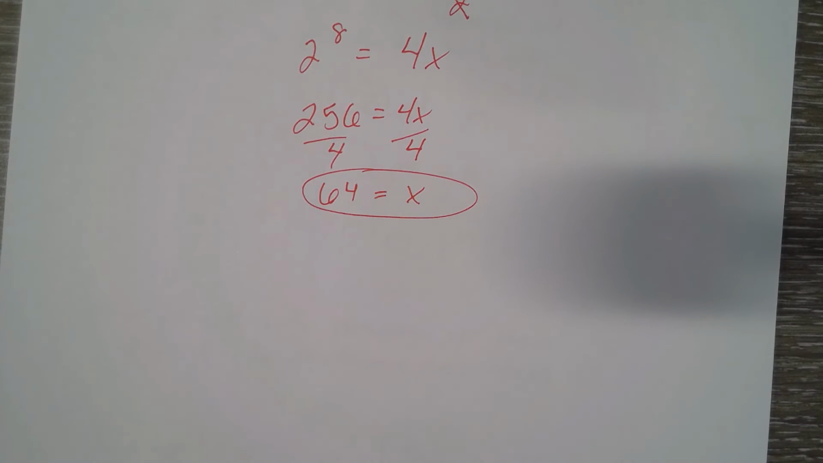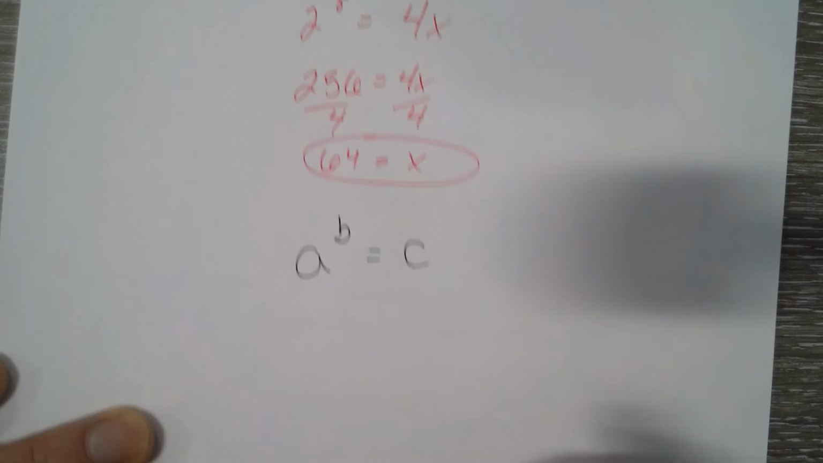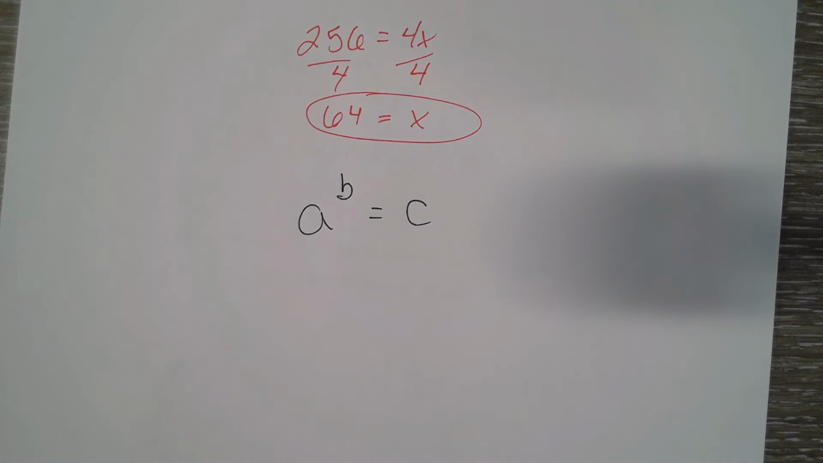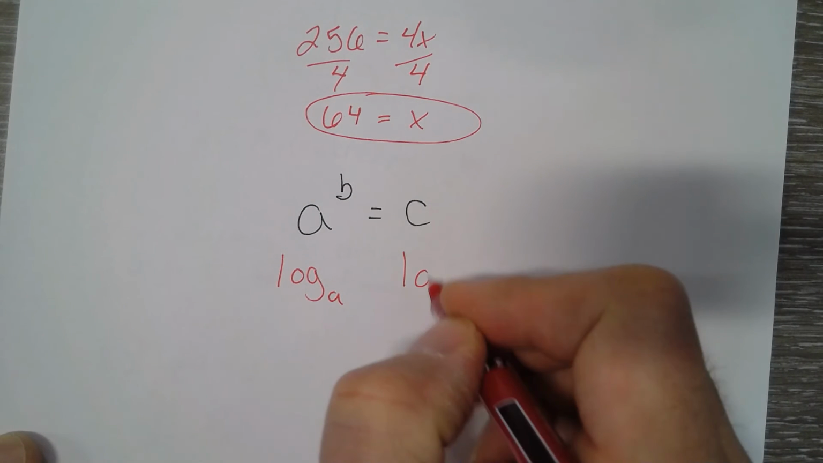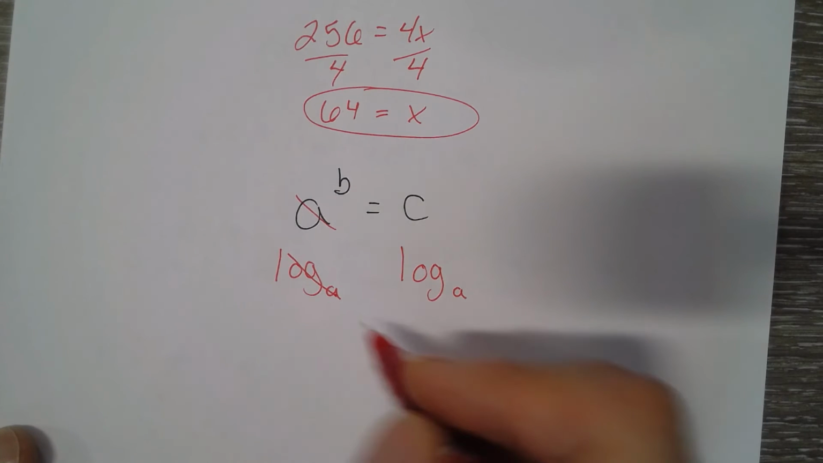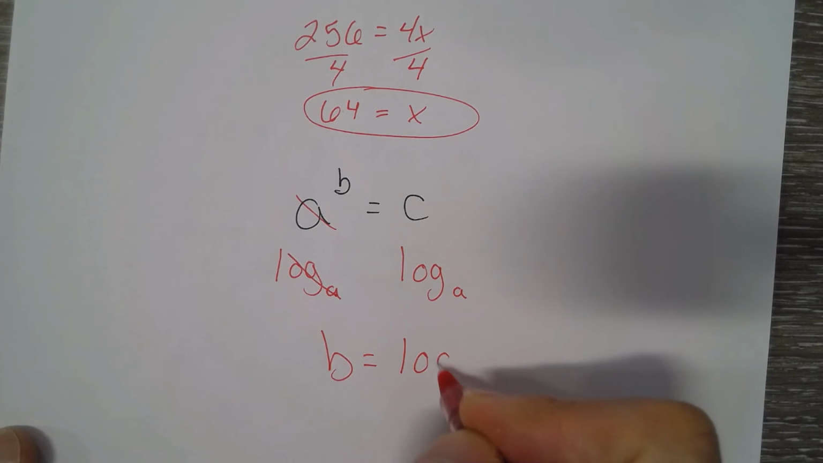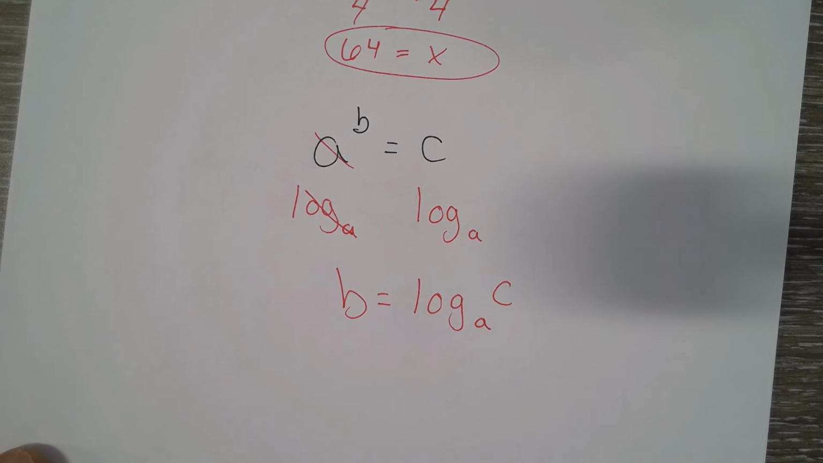I want you to rewrite this one in log form. All right, all we're doing is rewriting here. We have a base of a, so we have to do log base a of each side. That will undo the a to the power. So b equals the log of c base a. Good.